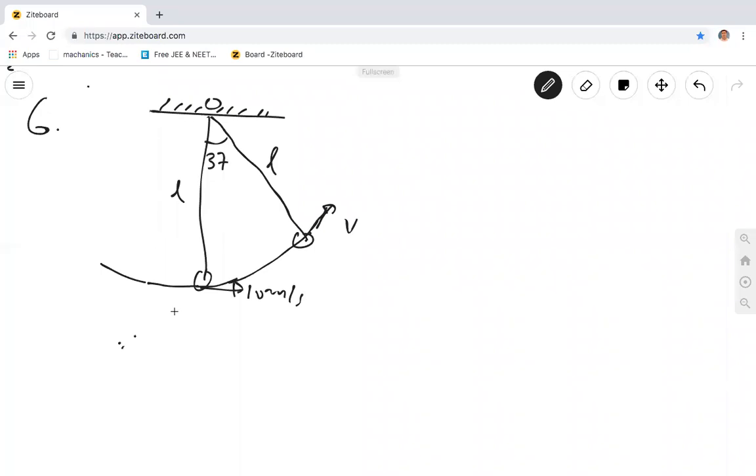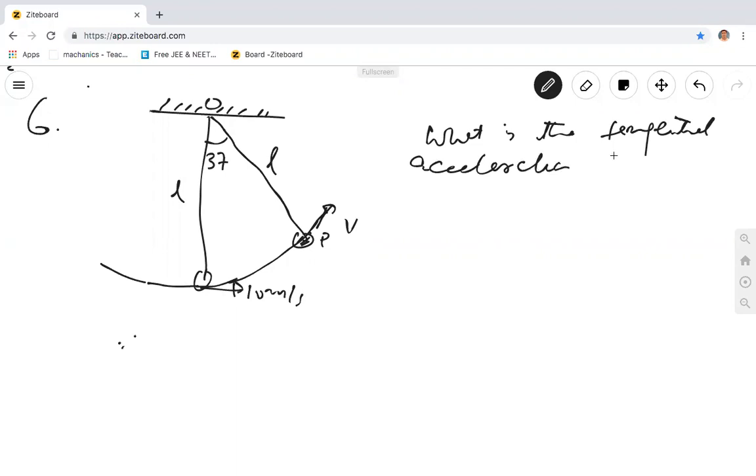Now, the first thing: what is the question? The question is, what is the tangential acceleration when it reaches point P? Here it may be the point P. What is the tangential acceleration at point P? That is the question.